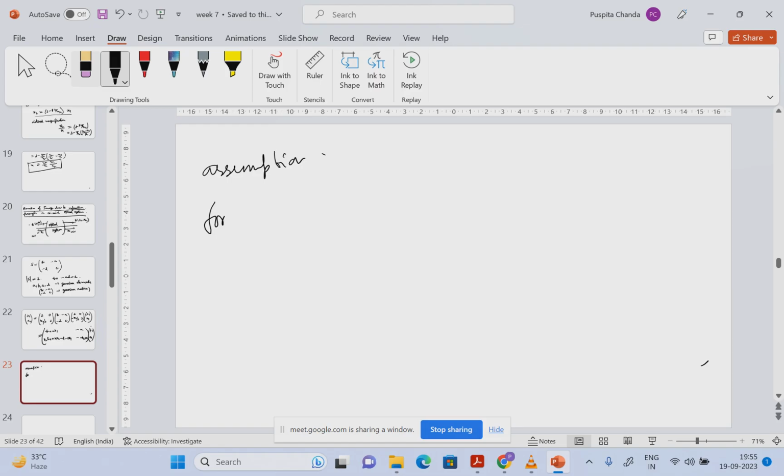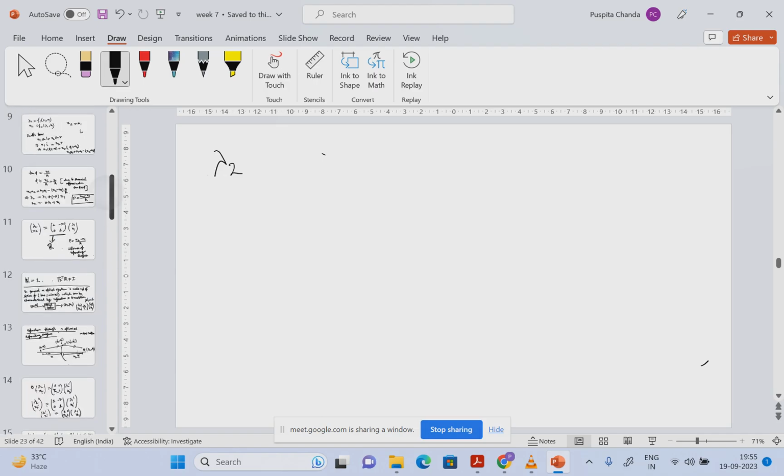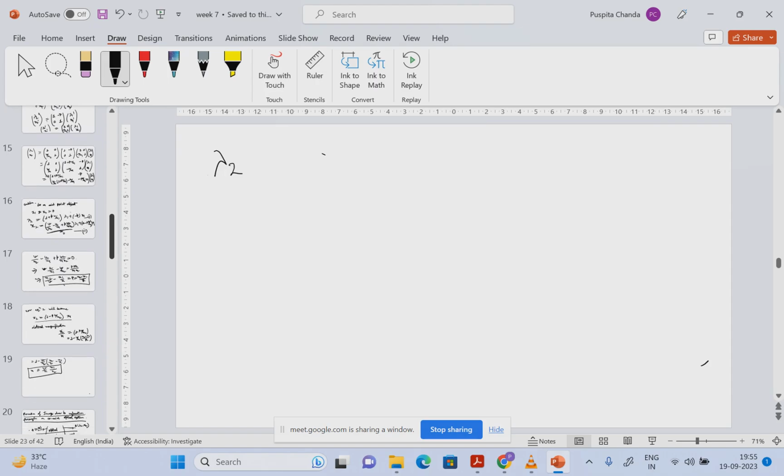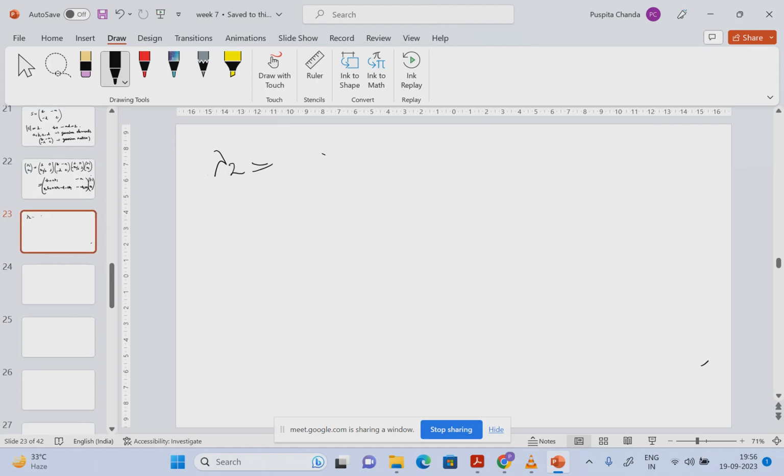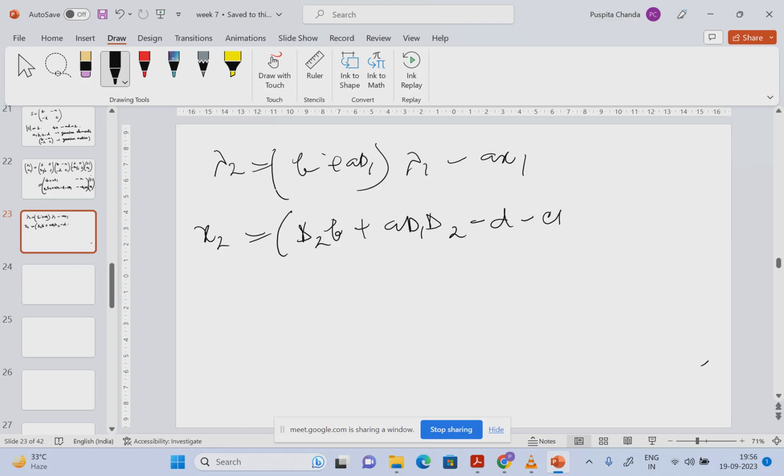So let me write lambda 2. Lambda 2 will be b plus a d1 lambda 1 minus a x1, and x2 is b2b plus a d1 b2 minus d minus c d1 lambda 1 plus c minus b2a x1. Okay, so let them give the name, not I am to give them.